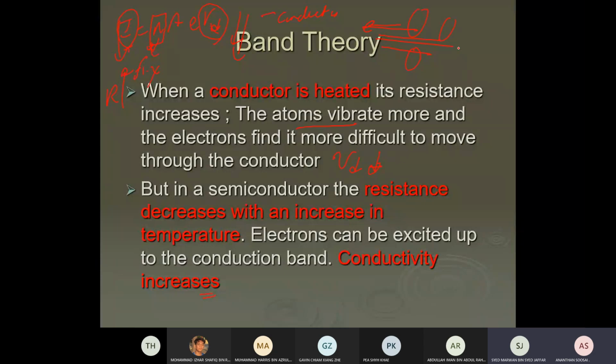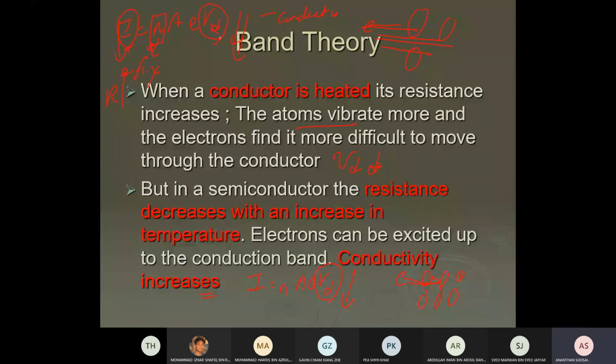But for semiconductor, write down: semiconductor, I equals to nAeVd. For semiconductor, when the temperature rises, the atom still vibrates. Of course, the same effect as the conductor happens. The atom lattice vibrates, so electron also faces difficulty to move forward. So actually, for semiconductor also, the drift velocity is dropping.